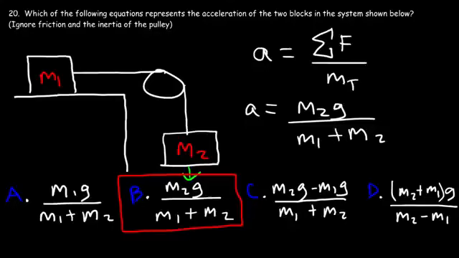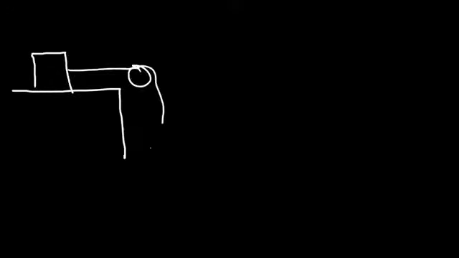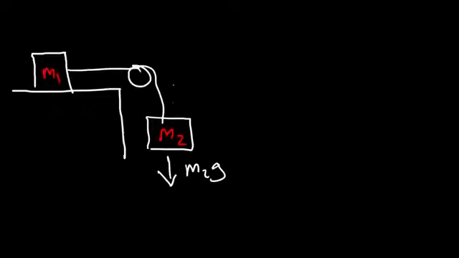So now let's get the same equation using free body diagrams. So I'm going to erase everything. If you need to go back to this point in the video, just rewind it. So here's m2 and this is m1. So let's focus on mass 2. We have a downward weight force, which is m2g, and an upward tension force, which we'll call T2.